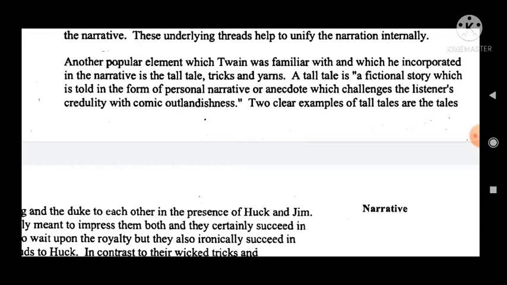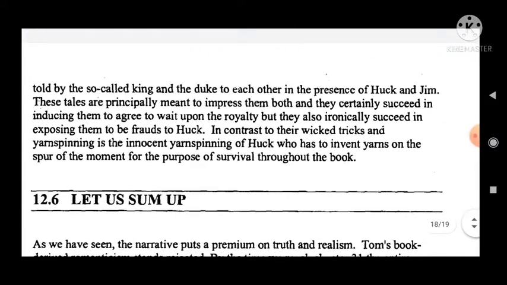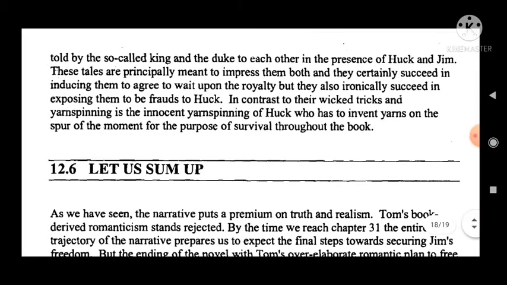The two clear examples of tall tales are the tales told by the so-called king and the duke to each other in the presence of Huck and Jim. These tales are principally meant to impress them both, and they certainly succeed in inducing them to agree to wait upon the royalty, but they also ironically succeed in exposing them to be frauds to Huck.